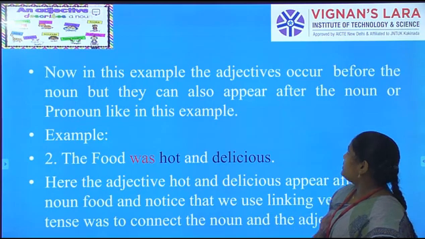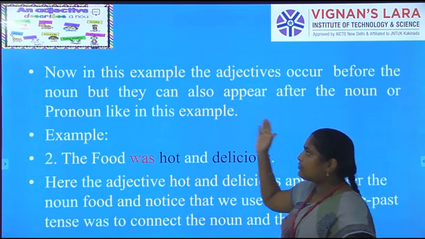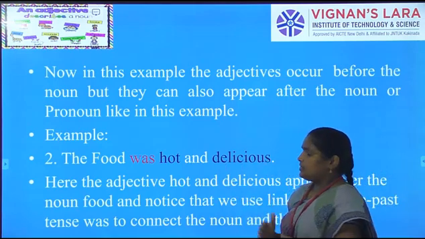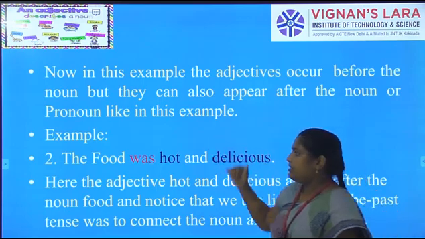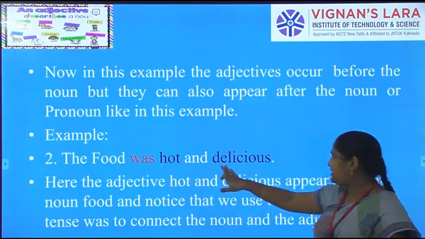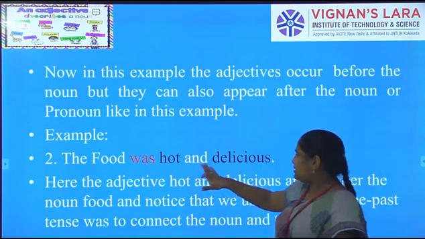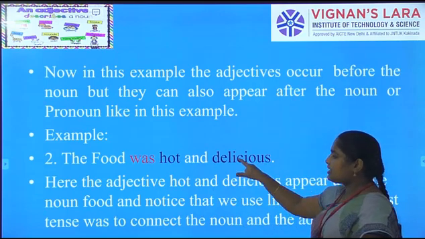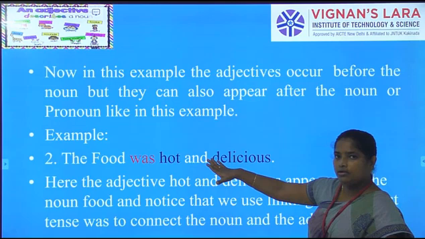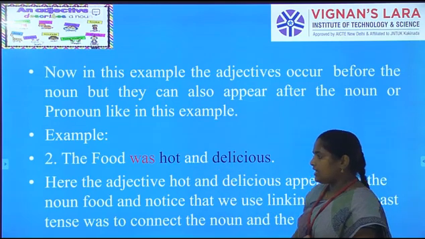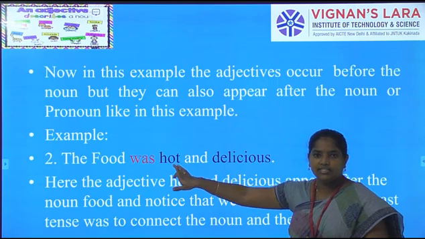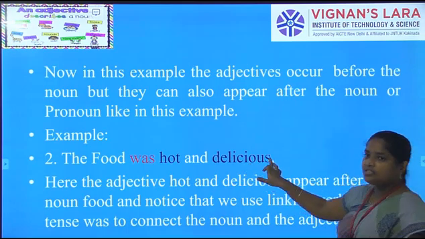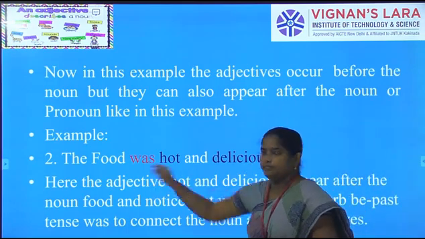Now, in this example the adjective occurs before the noun, but adjectives can also appear after the noun or pronoun. For example, the food was hot and delicious. Here, the adjectives hot and delicious appear after the noun food. So in this sentence, what are the adjectives? Hot and delicious, appearing after the noun food.